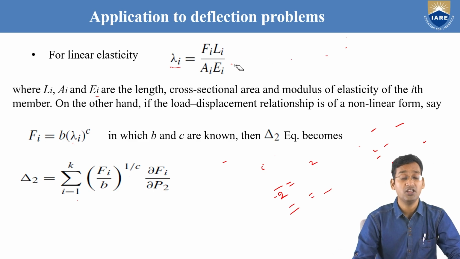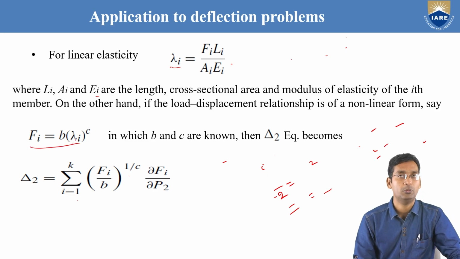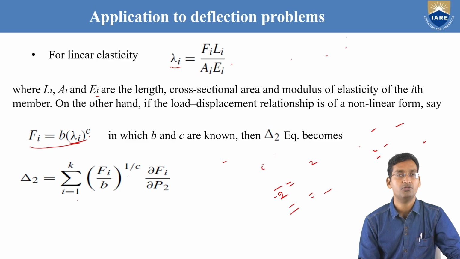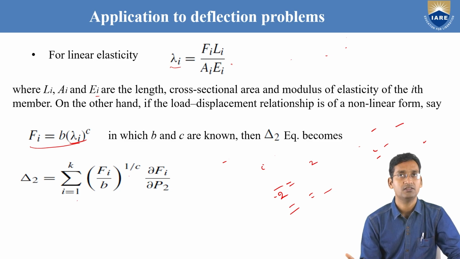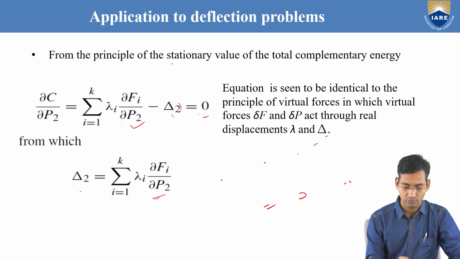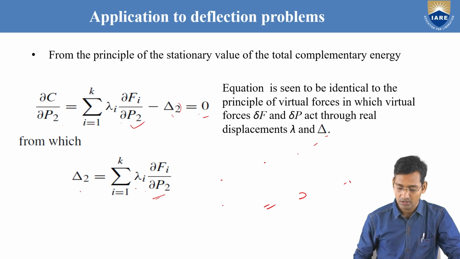If it's non-linear, then F will be in this form: Fi equals B of lambda i power C. That was already derived, and this is for the non-linear one. From here you can find lambda i. That lambda i will be F by B, power 1 by C. Now put lambda i here, in this formula only, if it's the non-linear case.